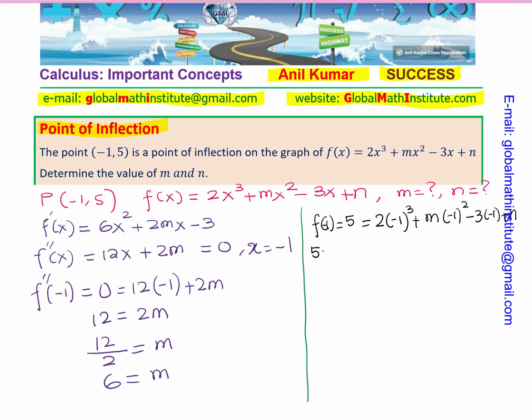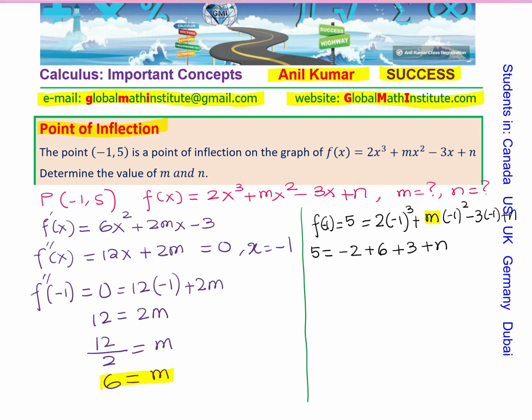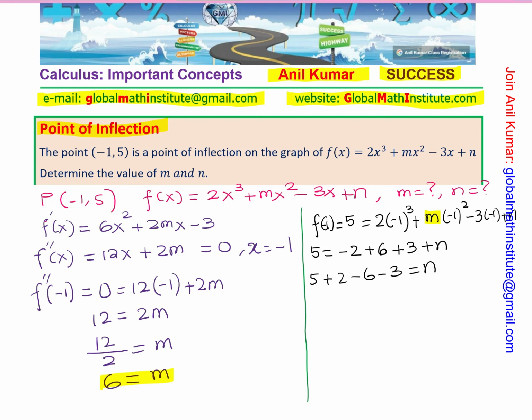So we have got 5 equal to minus 2. m is 6, so I'm substituting the value of m as 6 now, right? So what we get here is plus 6, and minus and minus becomes plus 3, plus n. So we can take all these terms to the left-hand side. We get 5 plus 2 minus 6 minus 3 equals n. And that gives me 5 plus 2 is 7, and this is 9. So minus 2 is the value of n, right? So we get the value of m as 6 and n equals minus 2 in the given function.